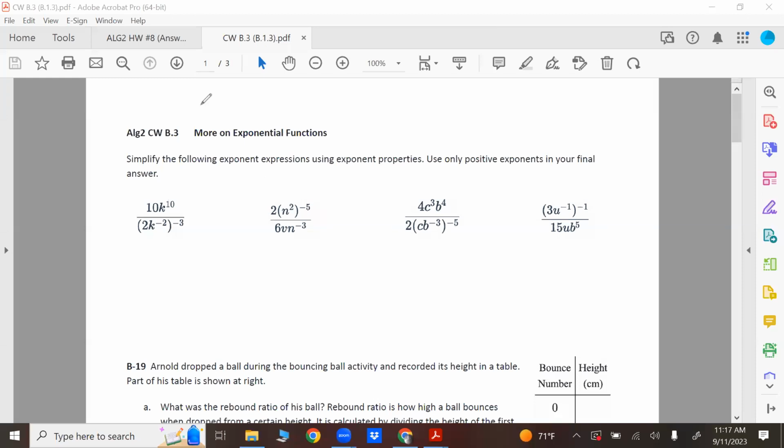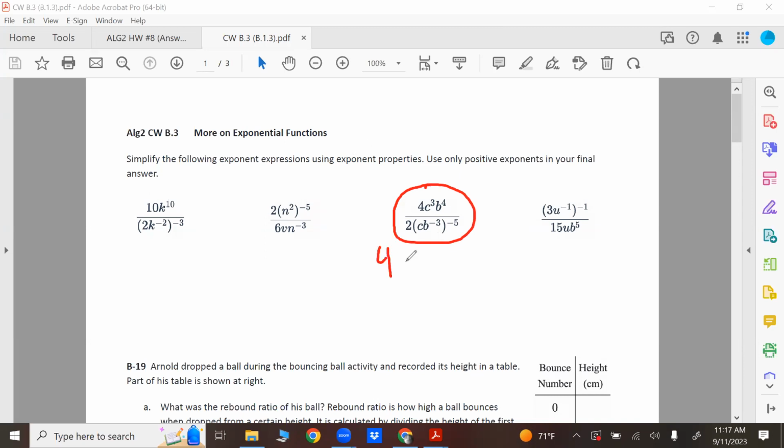All right, so this is just review again, the first 4 problems. Let me do this one because that one looks a little nasty. The homework quiz is going to look like some of these problems here. Probably more like the first one, the 10 k to the 10 over 2 k to the negative 2 raised to the negative 3. But let me do the third one because that looks a little more nasty.